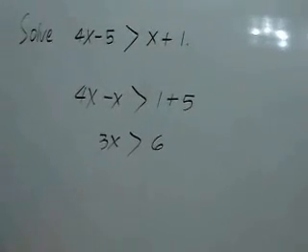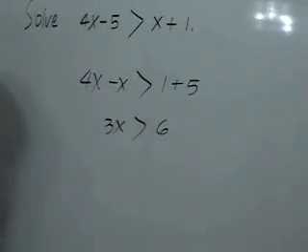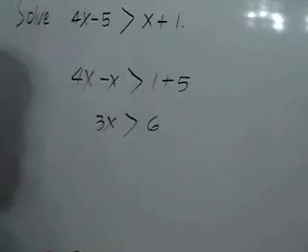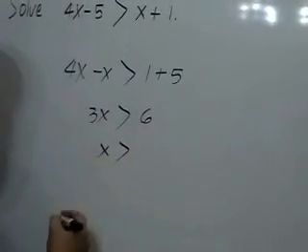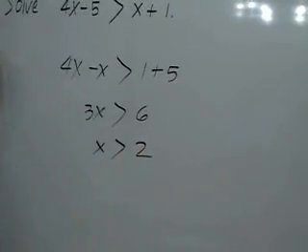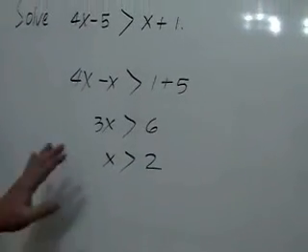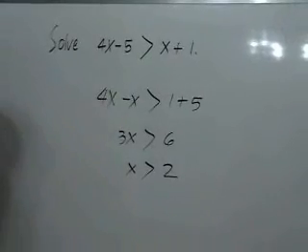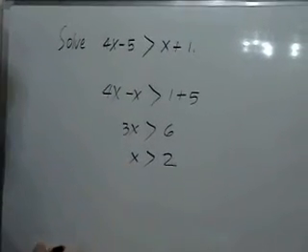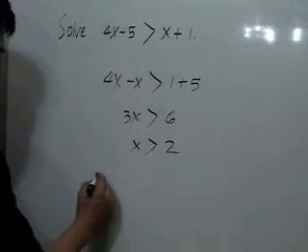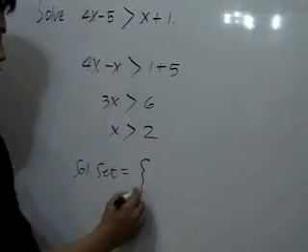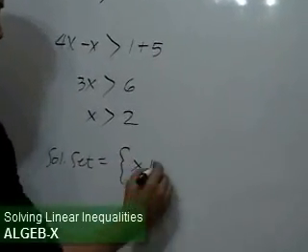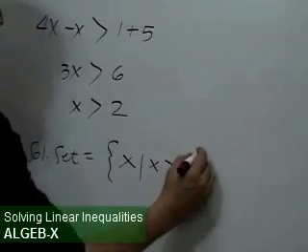We divide both sides by 3, and since 3 is a positive number, the direction of the inequality is not affected. So we have x greater than 6 over 3, or 2. So the values of x which will make this inequality true are those values greater than 2. We can write the solution set as the set of all x such that x is greater than 2.